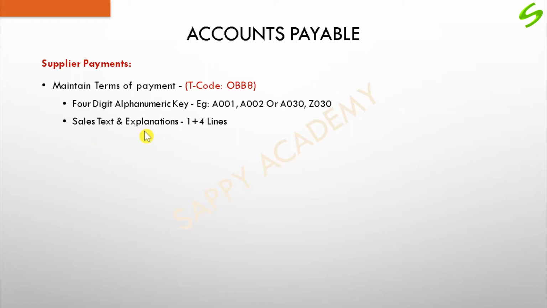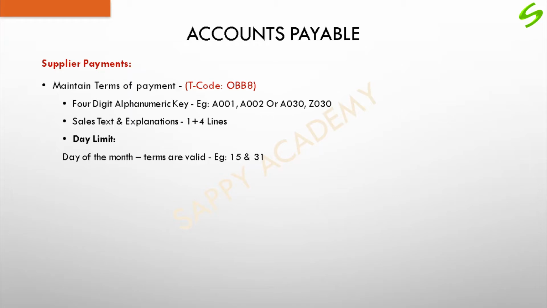Sales text and explanation. One line of sales text and a maximum of 4 lines of explanations can be given in the payment term. And day limit. The day limit is the day of the month until which the corresponding payment terms are valid. For example, I can give 15. That means the payment terms are valid until 15. Or I can give 31. The payment terms entered in this payment term are valid up to 31.